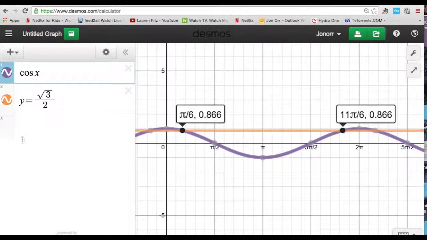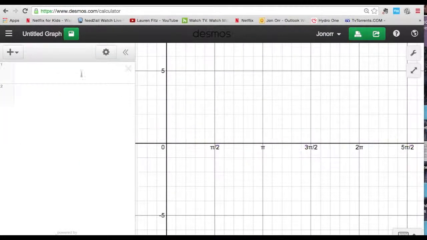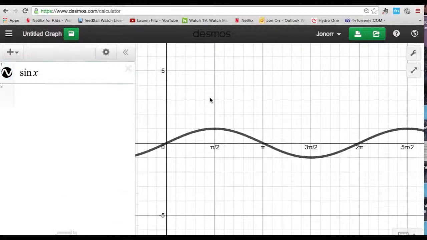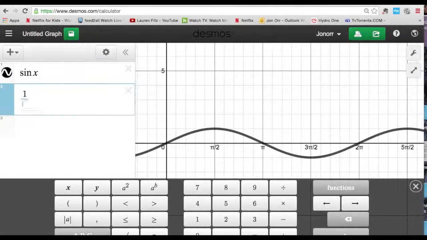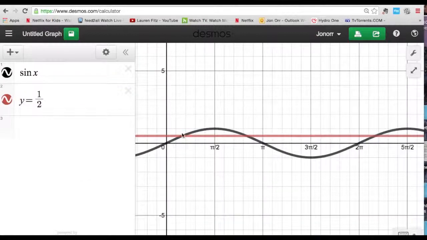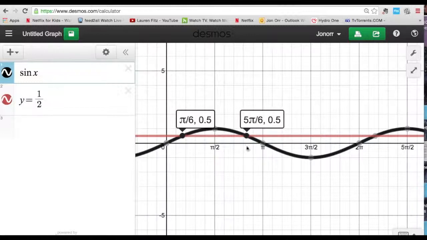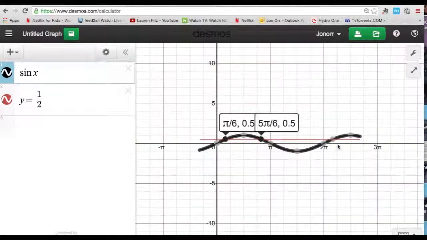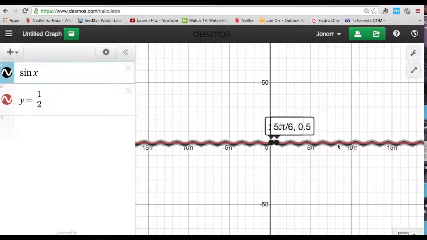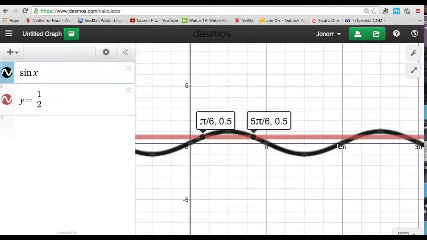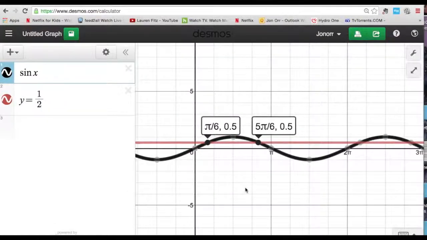Okay, so graphically, let's look at what that looks like. If I put in sine x, there's sine x. And if I look at when it equals a half, there's where it equals a half, and x is pi over 6 at that point, and there's the 5 pi over 6 right there. And then notice again, if I zoom right out, there's an unlimited amount of values that make this true. So we have to make sure we talk about which range we're looking at, as the standard is between 0 and 2 pi.